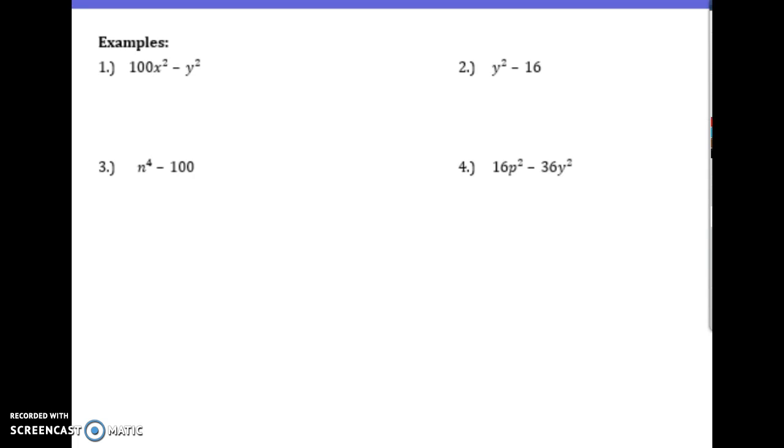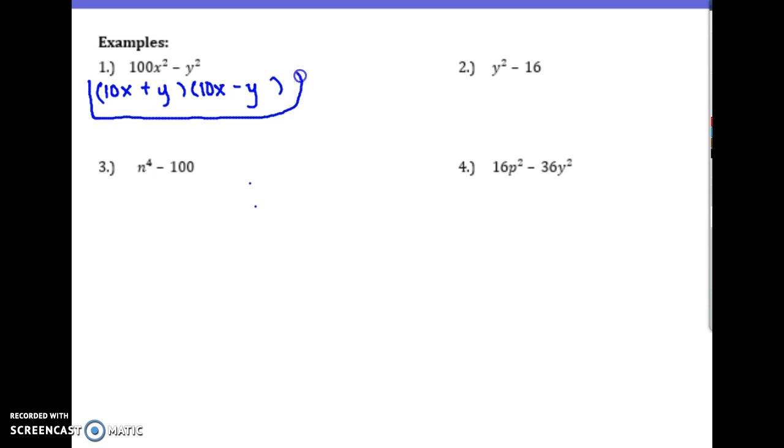Okay, in this case we don't have any. So we're going to start out and say, well, 100x squared, the square root of 100x squared is 10x. So 10x times 10x is 100x squared. And then for our y, it would be plus y minus y. Okay, and you can also do minus y plus y because remember, multiplication is commutative.